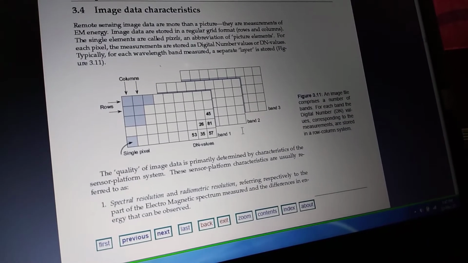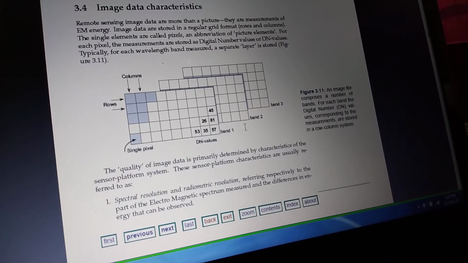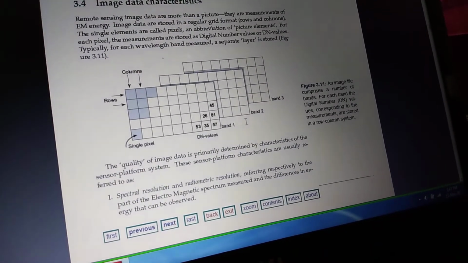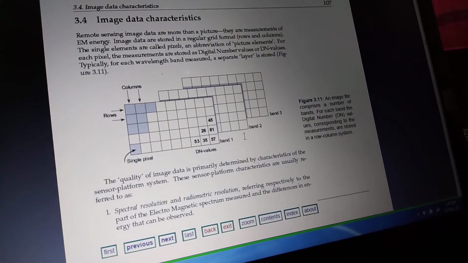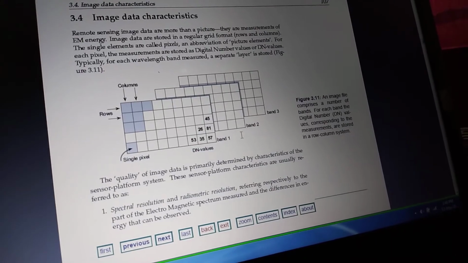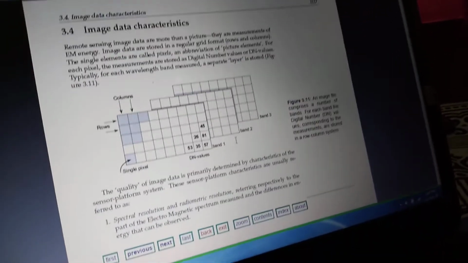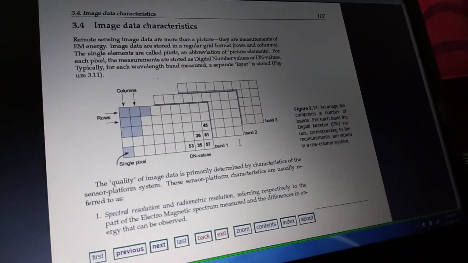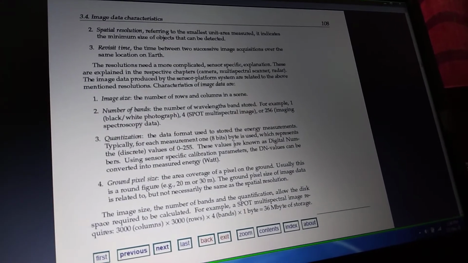Next, the quality of image data is primarily determined by the characteristics of the sensor platform systems. That means the sensor platform characteristics are usually referred to by different parameters, and we can define this platform. The first one is called the spectral resolution and the radiometric resolution. These refer respectively to the part of the electromagnetic spectrum measured and the differences in energy that can be observed. Next parameter is called the spatial resolution.